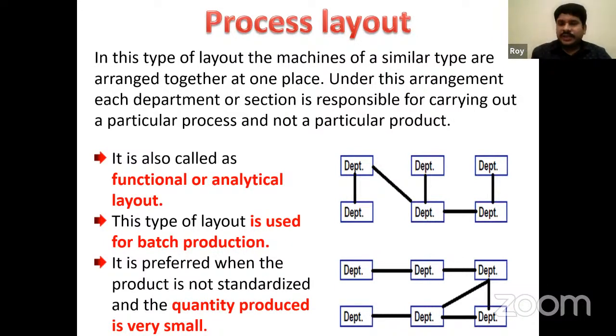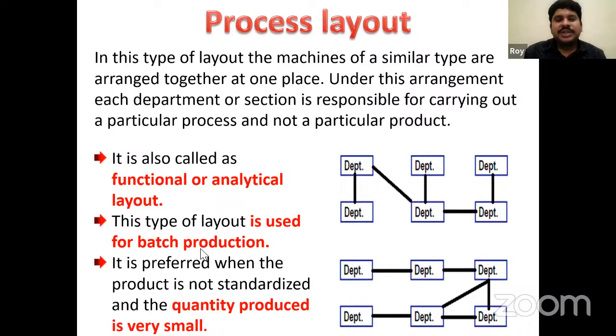But if all the processes are done in the same building, one after the other, continuously, then that is called a product layout. If the same steps are happening in different departments in different areas, we call it a process layout, right? Functional or analytical layout. This is used for batch production. Remember that the first one is continuous production, standardized product, where we will use the product layout.